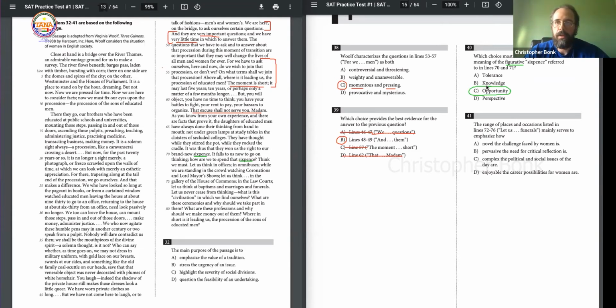Then we go to 41, our last one right here. And this is another good one to talk about because the strategy is a little bit unique as far as how we might get the answer. This is very, very similar to when they've asked about like main idea of a paragraph in earlier passages we've looked at. So the listing of places and occasions in line 72, 76 mainly serves to emphasize how blank. We saw this with main purpose of a passage. We saw how like lines 1 through 9 on the gift giving article.